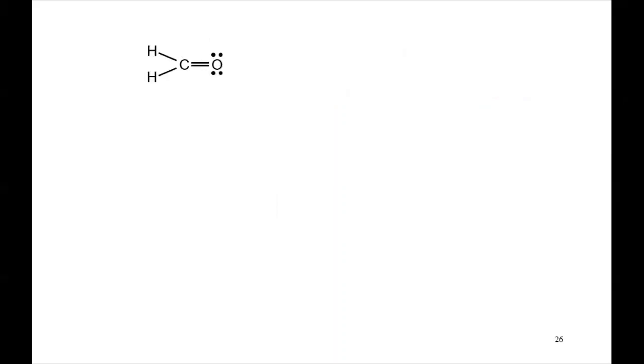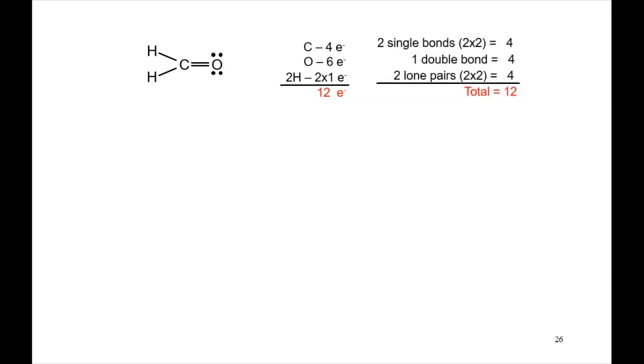Okay, let's look at the other structure. So if we had finished the structure using the other skeleton that we proposed, this is the structure we end up with. Once more, let's make sure that all the criteria are met. Number 1, are we using all 12 of the electrons that we started with here? Okay, so we have 2 single bonds, 1 double bond, that's 4 more, 2 lone pairs, that's 4, so that's 12. So at least we know that criterion is obeyed, and we should be okay with that.